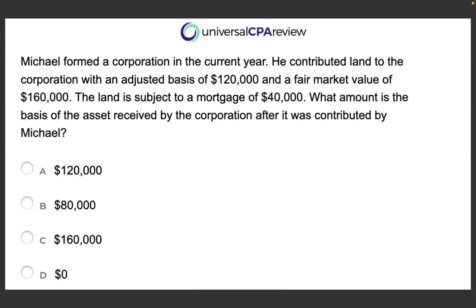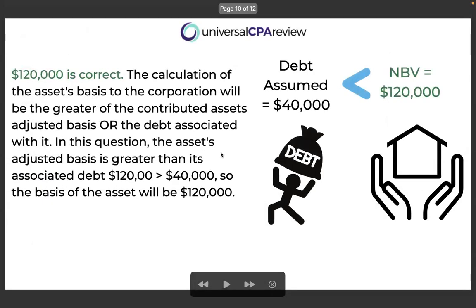Okay, so we're focused on the formation. So we're thinking about the 120,000 book value. And what are we doing? Because this is a corporation, we're comparing it to the total debt assumed, and it is the greater of the two. Okay, so the mortgage is $40,000. The net book value is 120,000. We see the 40,000 right here. The greater of the two is 120,000. So that's really straightforward stuff.